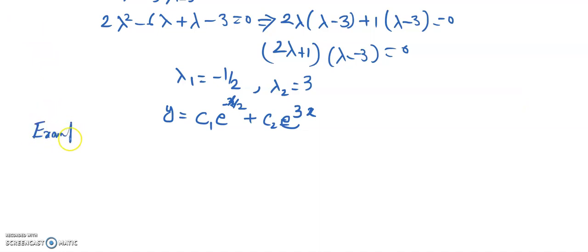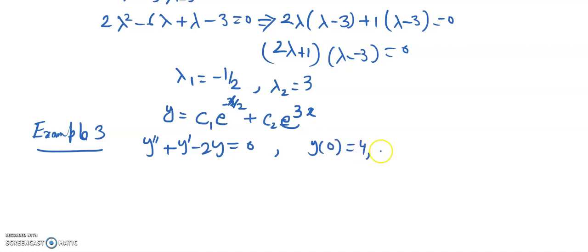Example 3: y double prime plus y prime minus 2y is equal to 0. The initial values are y(0) is equal to 4, y prime(0) is equal to minus 5.